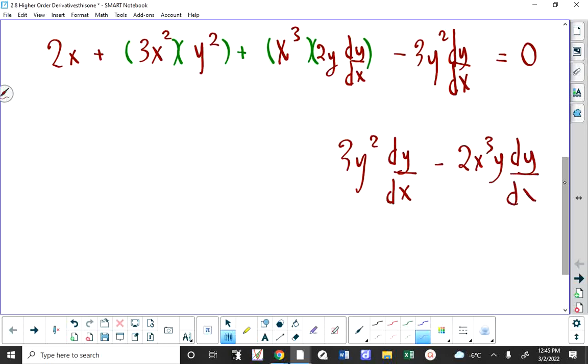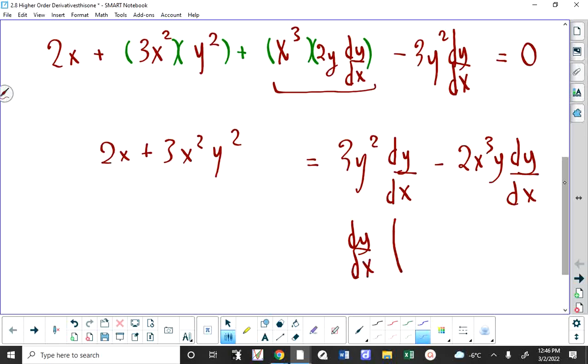You might notice that with this term here, I've played around with the order of things, and instead of writing x cubed times 2y, I wrote 2x cubed y. This is equal to 2x plus 3x squared y squared. So on the right-hand side, if you wanted to get an expression for dy dx, and we don't need to do this in this question, I'm going to come back to that in a bit. You would factor the dy dx out, leaving you with dy dx times 3y squared minus 2x cubed y.